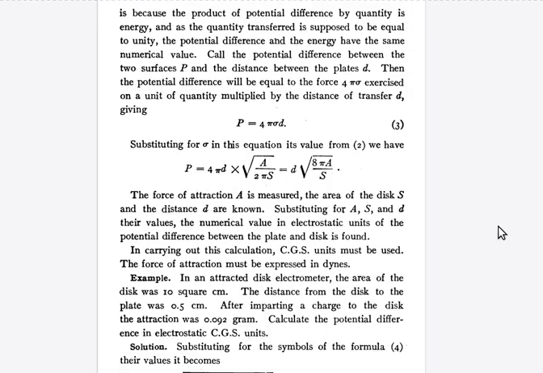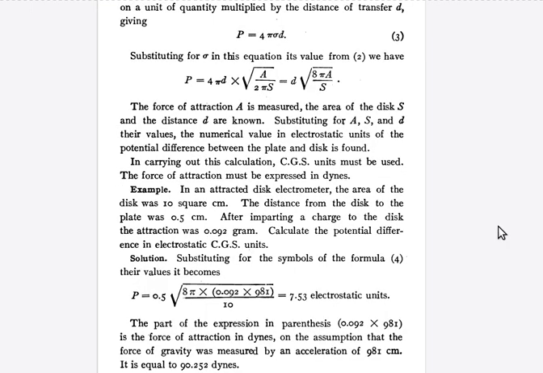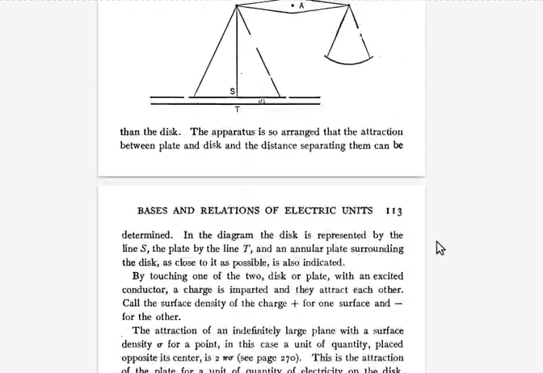This is equation 3. Substituting for sigma from equation 2, we have P equals 4 pi d times the square root of A over 2 pi S, which simplifies to P equals d times the square root of 8 pi A over S. This is equation 4. The force of attraction A is measured. The area of the disk S and the distance d are known. Substituting for A, S, and d their values, the numerical value in electrostatic units of the potential difference between the plate and disk is found.